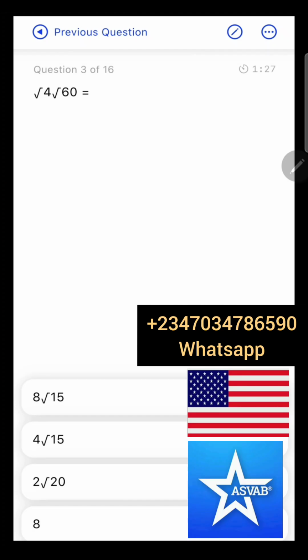Given square root of 4 multiplied by square root of 60. So if you look at this, 4 is a perfect square, so we can take the square root of 4. When we take the square root of 4, it's going to give us 2. But 60 is not a perfect square.